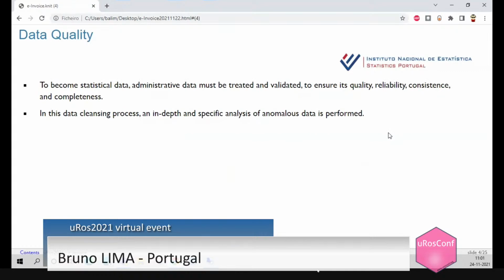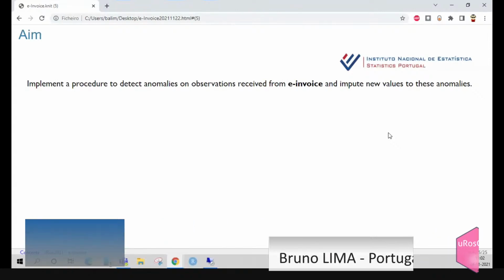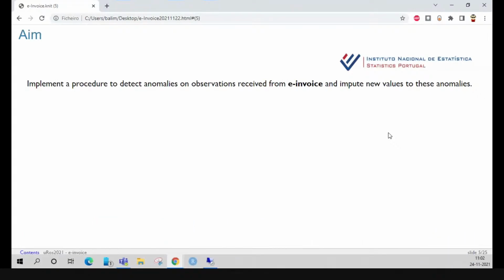So, about data quality, we can say that to become statistical data, administrative data must be treated and validated to ensure its quality, reliability, consistency, and completeness. In this data cleansing process, an in-depth and specific analysis of anomalous data is performed. So our aim is to implement a procedure to detect anomalies in observations received from the invoice and impute new values to these anomalies.